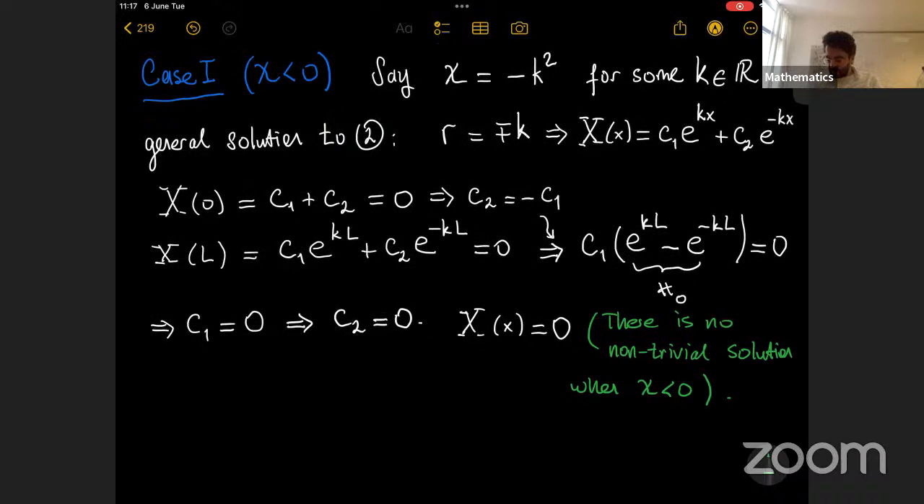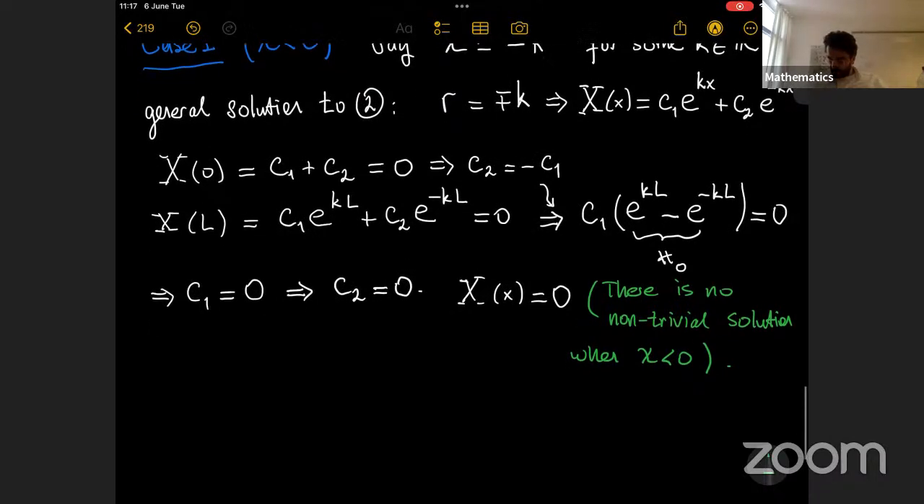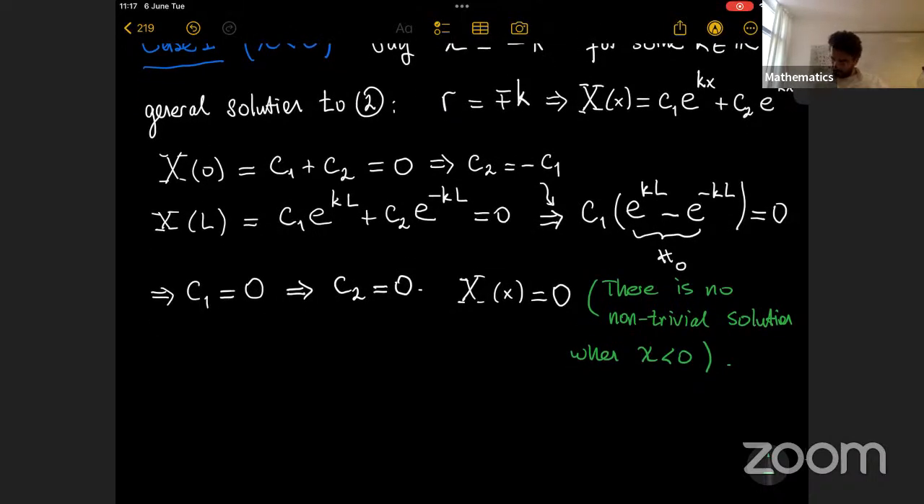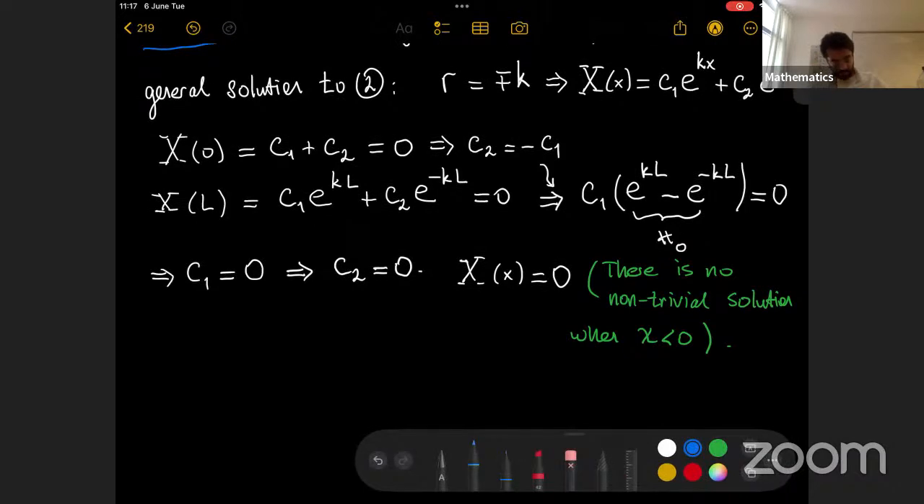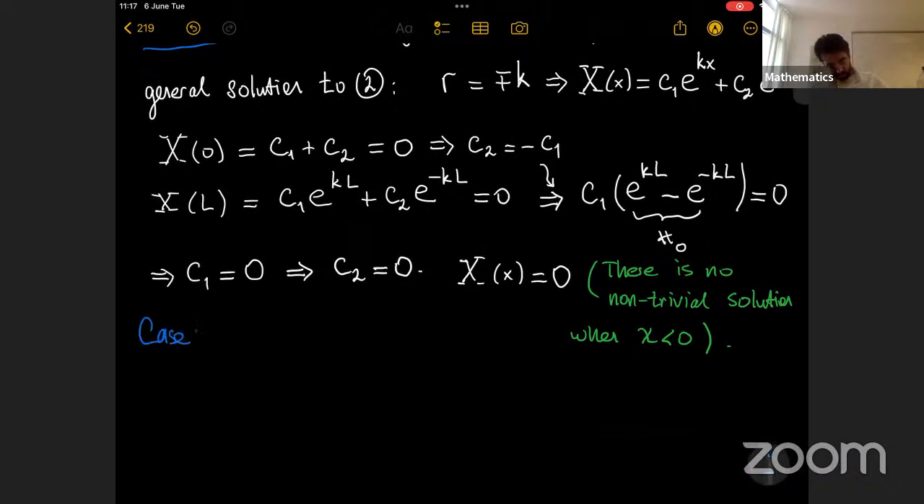The second case is lambda is equal to 0. So this is case 2 now. Lambda is equal to 0. This constant in the equation is equal to 0.